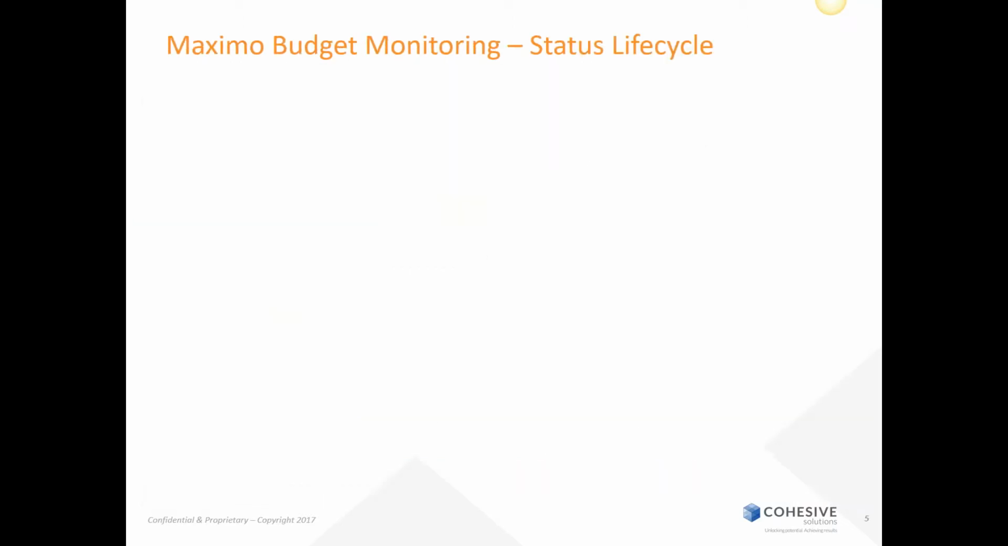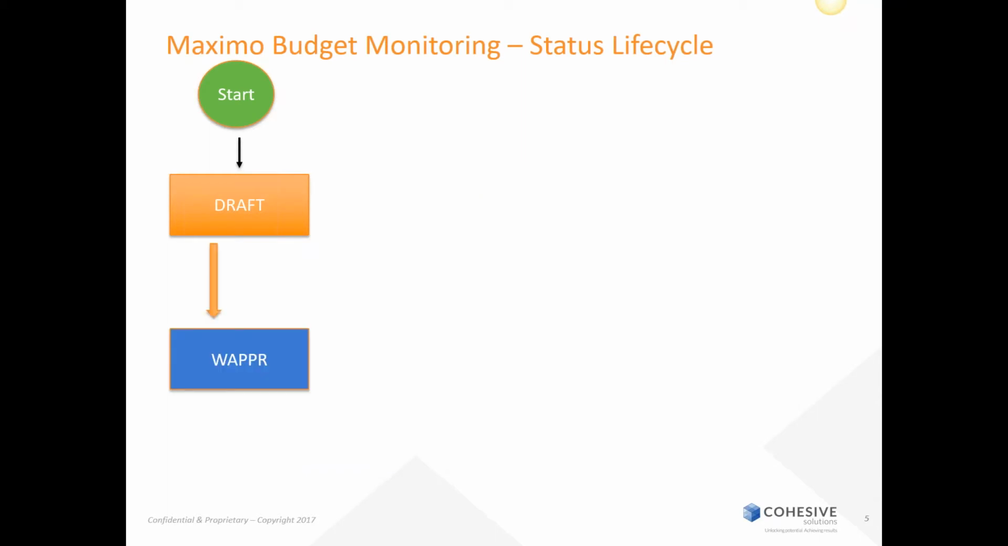So let's talk about the lifecycle statuses real quick. We'll do that right up front, and I think that will play into the demo that we're going to be doing. When you create a new budget, it goes into a draft status, of course, and once it's in draft status, you can take it to awaiting approval.